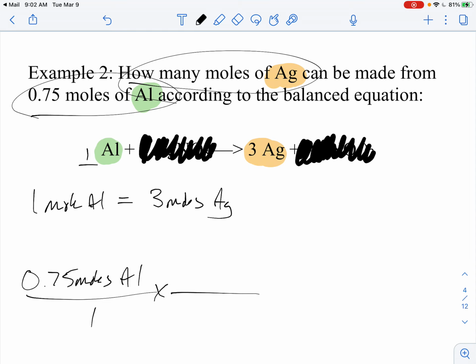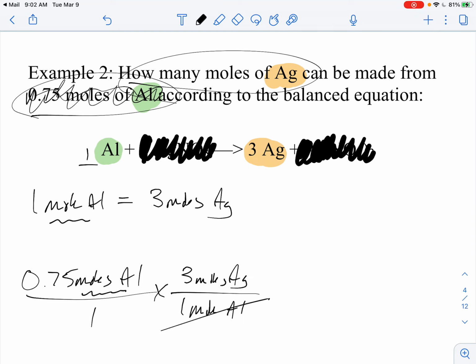And then we're going to multiply that. By the way, I've used that and I don't need to use it anymore. So now we're going to multiply that. Now do I do 1 over 3 or do I do 3 over 1? Well, what do I have here? I have moles of aluminum. So to cancel out that moles of aluminum, then that 1 mole of aluminum needs to go down here, and the 3 moles of silver need to go up here so that my moles of aluminum cancel. And so I end up with 0.75 times 3 is 2.25 moles of silver.